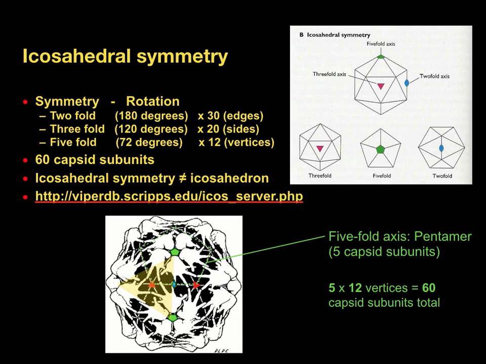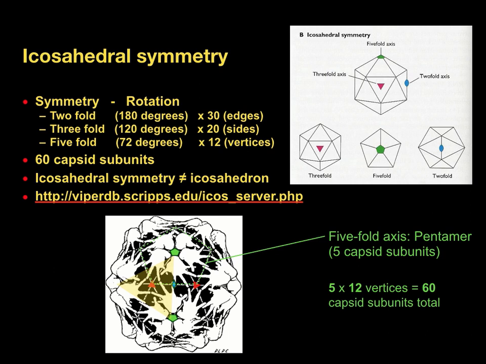Then there is the threefold axis of symmetry. That would be the side of the icosahedron. So if we rotate 60 degrees, 120, we find the same image. And then we have the twofold axis of symmetry, that is going to be the edge here. And then we need to rotate 180 degrees to find the same image. So viruses find this symmetry when they assemble their capsids.